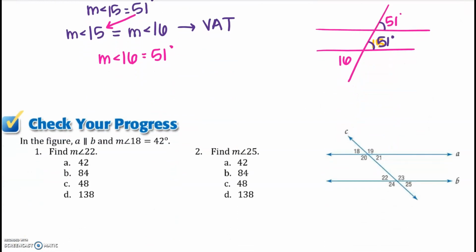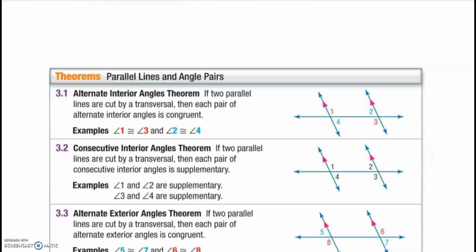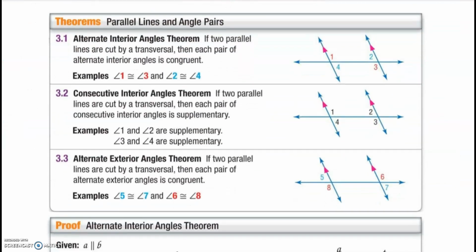All right, the measure of angle 22 would be 42. And the second one is also 42. All right, let's move on. So, again, we have these parallel lines that will allow us to have a little bit more information. So let's look at the other 3.